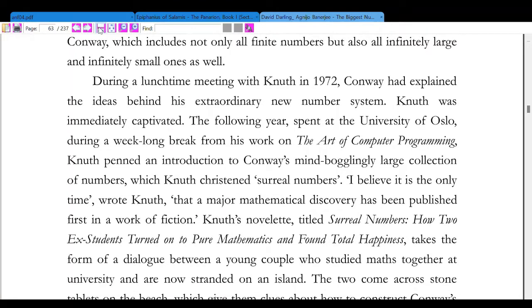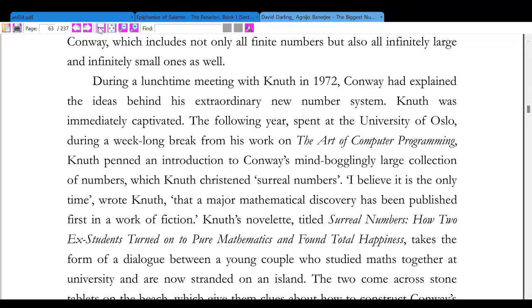During a lunchtime meeting with Knuth in 1972, Conway had explained the ideas behind his extraordinary new number system. Knuth was immediately captivated. The following year, spent at the University of Oslo during a week-long break from his work on The Art of Computer Programming, Knuth penned an introduction to Conway's mind-bogglingly large collection of numbers, which Knuth christened surreal numbers.